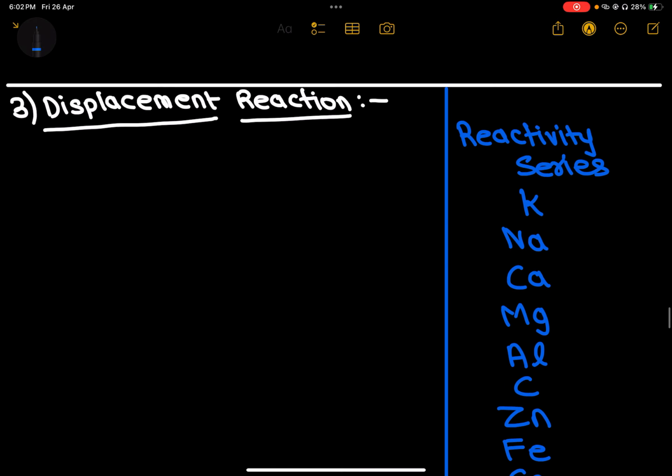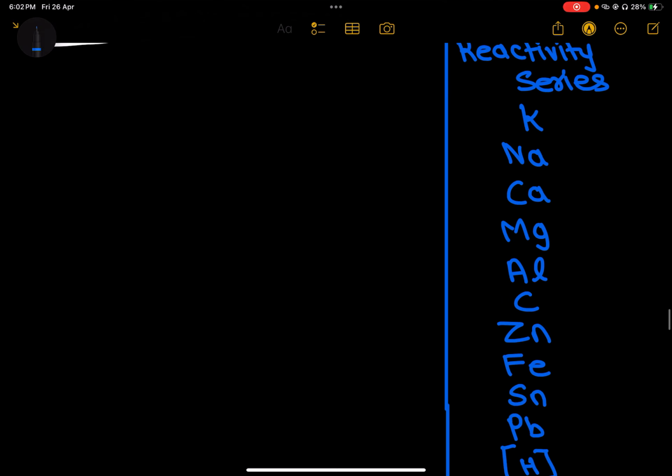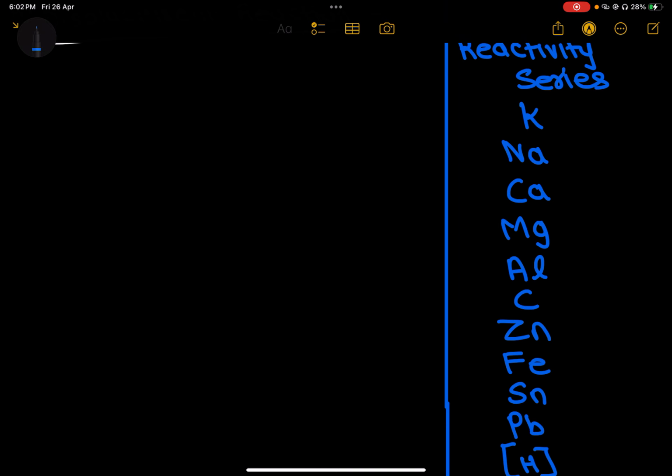So this is the reactivity series. How can you remember it? There is a mnemonic, if you know. So this is potassium, right? Make sure you remember the mnemonic by its actual name and not the symbol. It's not related to the symbol, it's by its actual name.